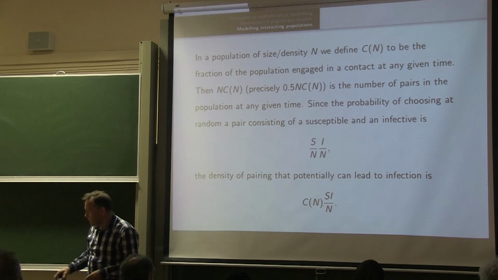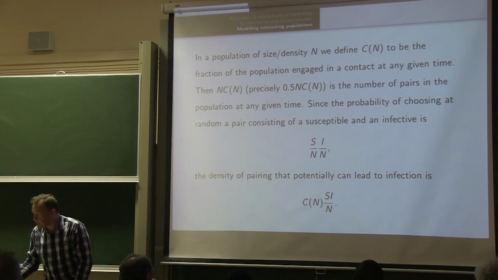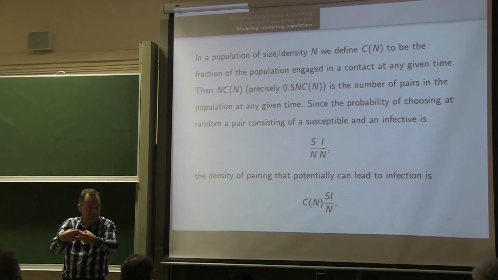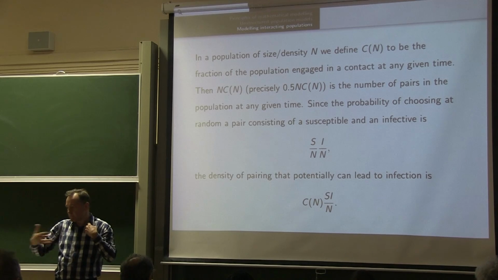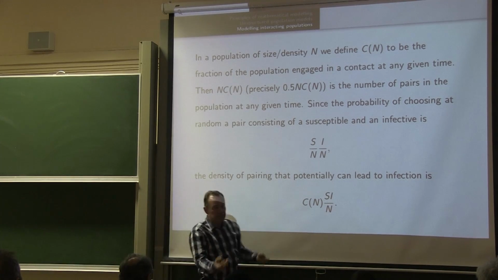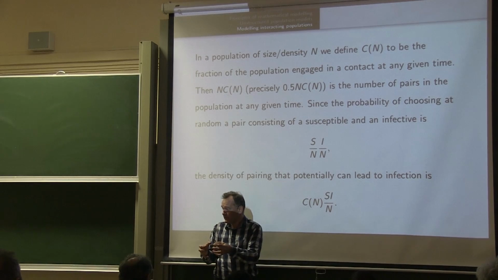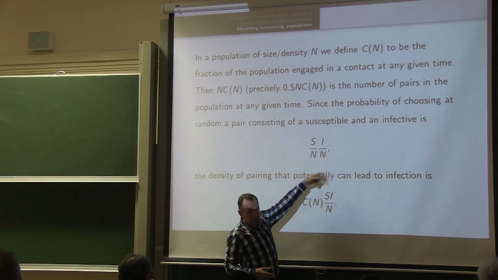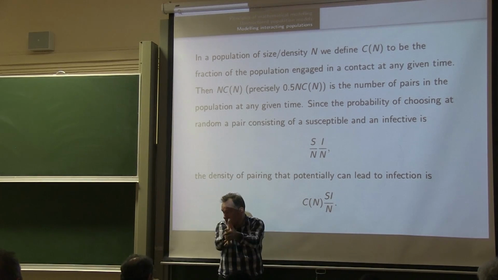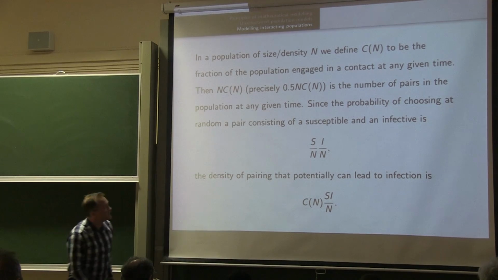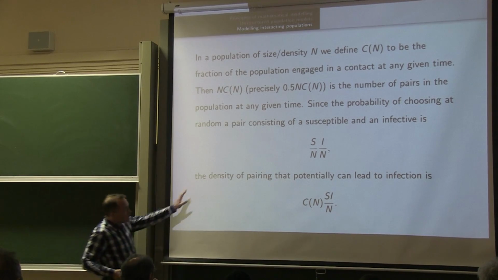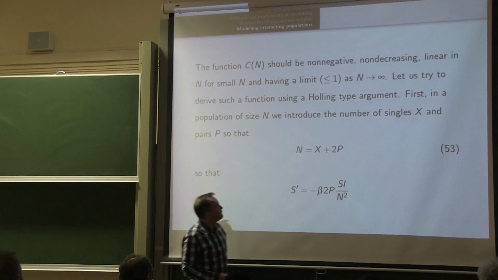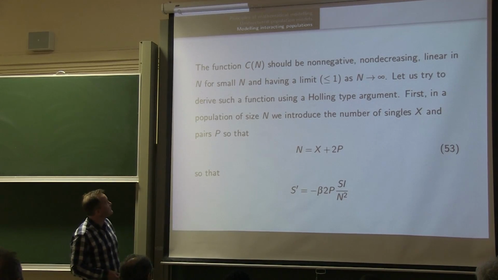And then this is random mixing, so the probability that in the pair you will have one susceptible and one infective, which is necessary for infection. We are not talking about co-infection or anything like that, so this is the simplest model. The probability that in this pair I will have a good pair from my point of view as an infector is S over n times I over n, the probabilities of finding a susceptible and an infective and bringing them together. So the density of pairings that can potentially lead to infection is Cn S I over n. And of course, I can put here some proportionality constant.